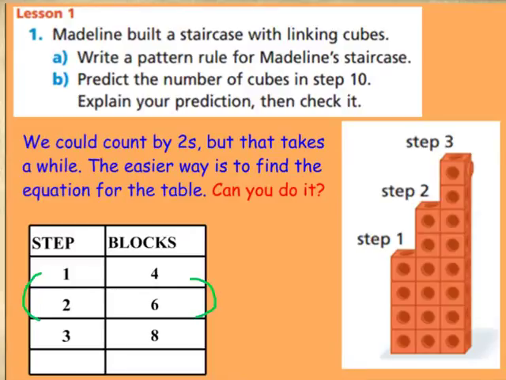It can be any 2 numbers. In this case, 1 and 2, the difference is 1. 4 and 6, the difference is 2. What times 1 equals 2? It's times 2. That means that these are all going to be times 2.